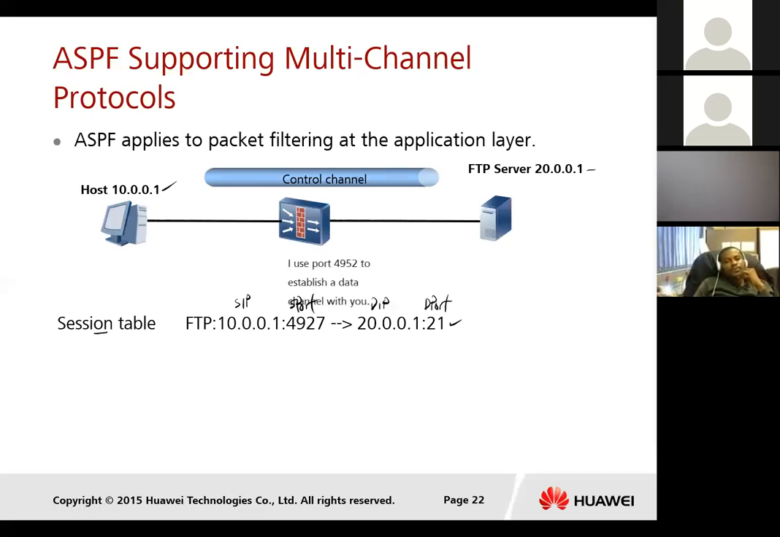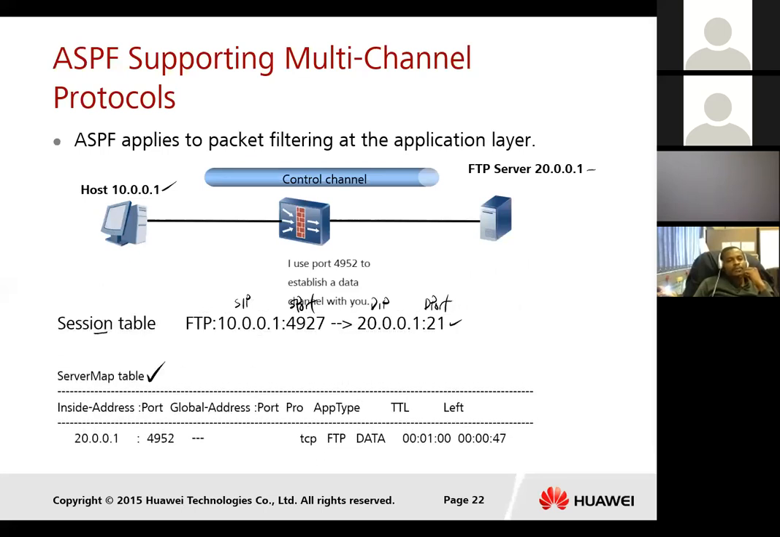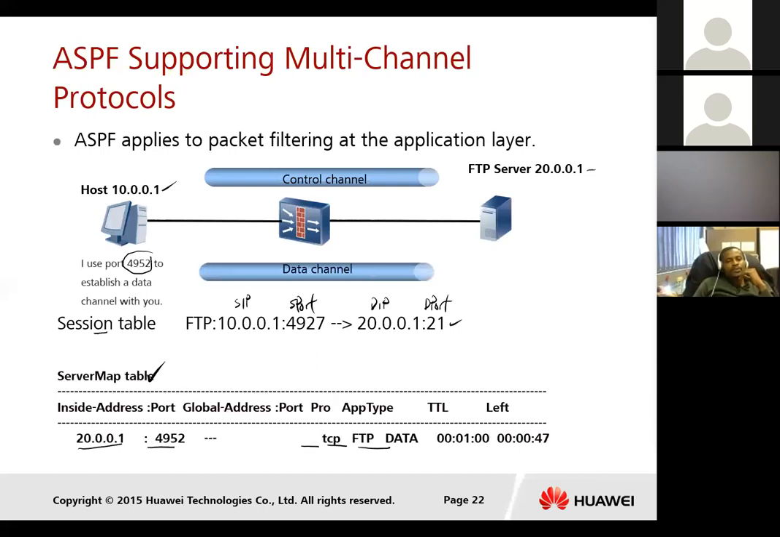When this information is received by the firewall, the firewall builds the server map table. Inside, the address is 2.0.0.1, port 4952, TCP, FTP data traffic. So in this case, I will send to the host to tell that, hey, I'm using 4952. After you reach the destination, this data channel has been built, with source IP, source port, destination IP, and destination port. They refer back to the server map to create dynamic information to form the multi-channel protocol, to allow this to pass through.